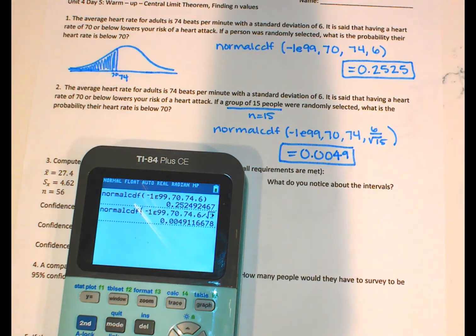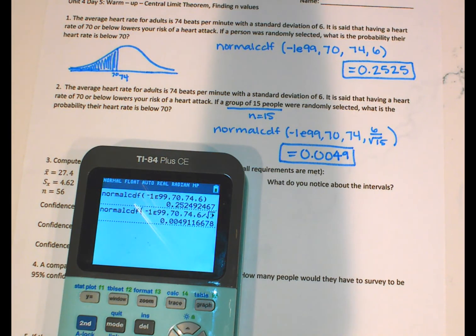Remember, the more people that you ask, the closer your sample means come to your population means, so you shouldn't see as much deviation as you do if you're just asking one person.